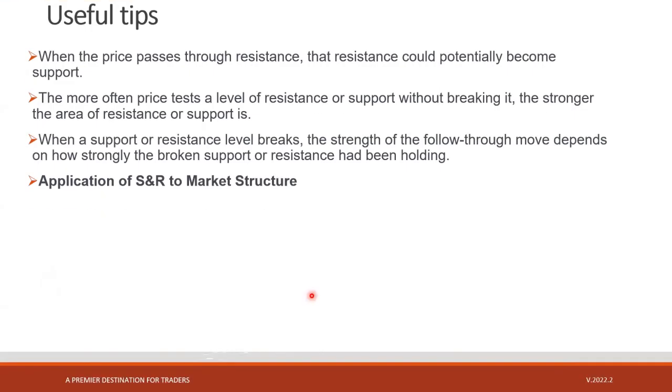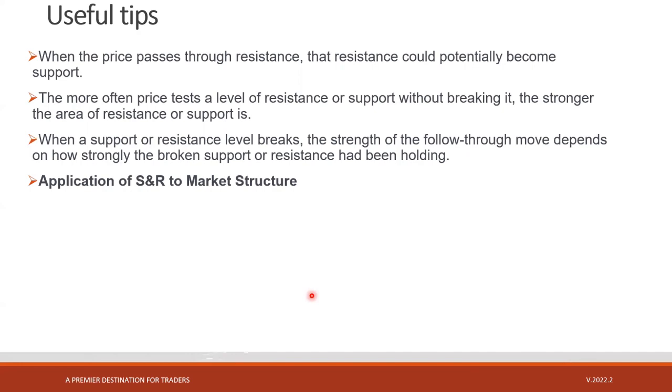Now, what are some useful tips when it comes to support and resistance? I'll just give you a number of them. Now, when the price passes through resistance, that resistance could potentially become support. It's also vice versa. When there's a level that has been keeping price from going up, and eventually price breaks that level, there's a good chance price would continue up. And there's also a good chance that the previous level that was serving as resistance will now become potential support, right? And also vice versa, when the level that was previous support is broken, it could potentially become resistance.